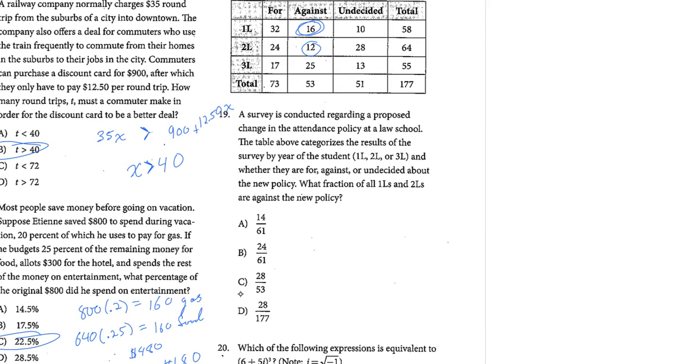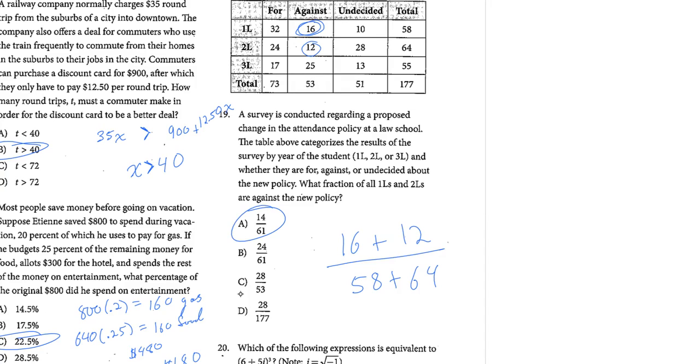So if I'm thinking about totals for them, I have a total of 58 1Ls and then I have 64 2Ls. So that gives me the bottom of my fraction because I'm just looking at that proportion of the population. Now, the ones that are against, I have 16 1Ls that are against, and then 12 2Ls that are against. So when we add those together, we'll end up with 28 out of 122. And when we reduce that, we'll end up with 14 out of 61. So our choice here is going to be letter A, 14 out of 61.